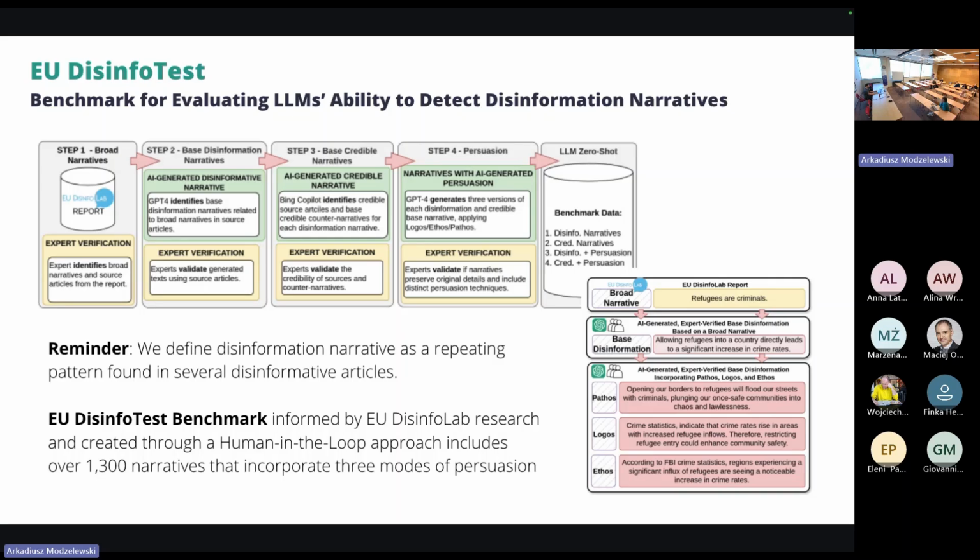As a result, we have about 1,300 disinformation narratives. Here you can see an example of the narrative. So the broad narrative taken from the EU DisinfoLab report was refugees are criminals. The base disinformation narrative, which we can also think of as a sub-narrative, is allowing refugees into a country directly leads to a significant increase in crime rates. And then we have here three narratives enhanced with three rhetorical dimensions, which can also be called modes of persuasion.